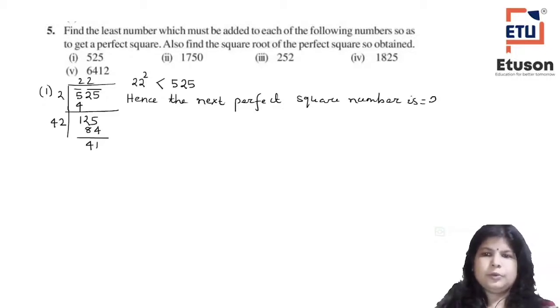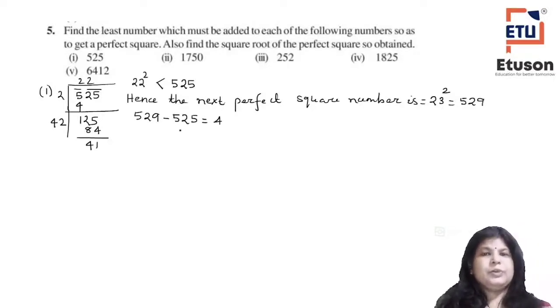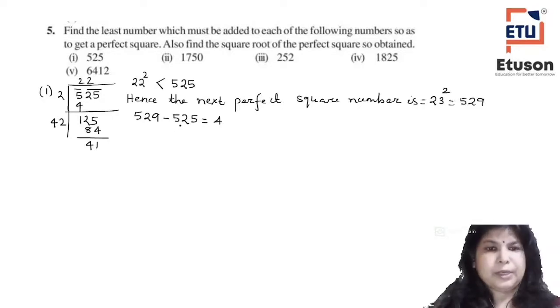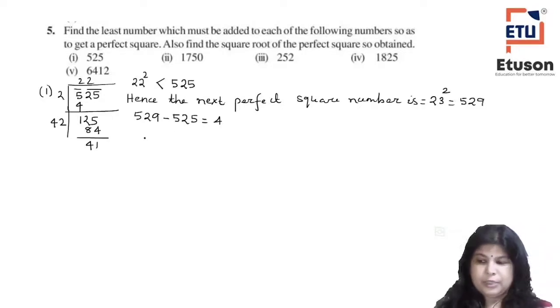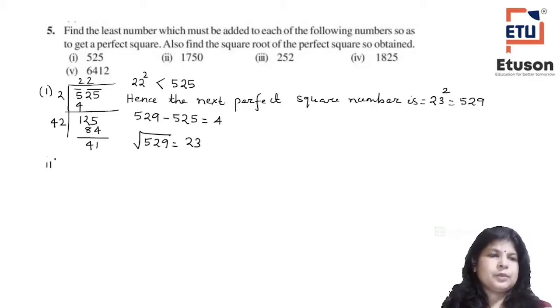Hence the next perfect square number is equal to 23 square, which is equal to 529. So how much to be added? 529 minus 525. So number 4 has to be added to get a perfect square. And the square root of 529 is what? 23. Correct or not?